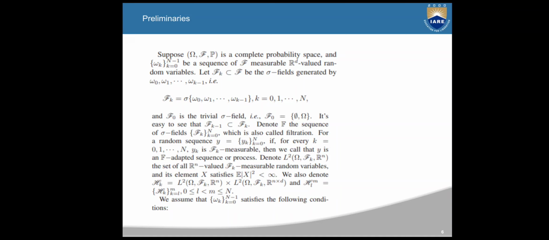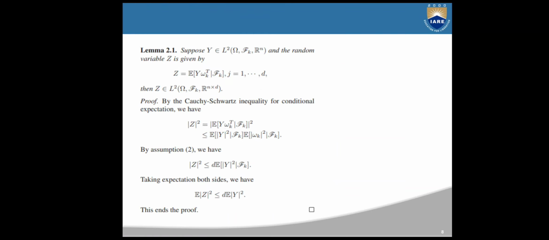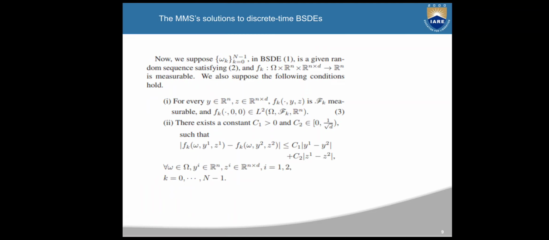We also denote. We assume that w_k satisfies the following conditions. Now we suppose w_k in the BSDE is a given random sequence satisfying the conditions, and f_k from R^n times R^{n×d} to R^n is measurable. We also suppose the following conditions hold.